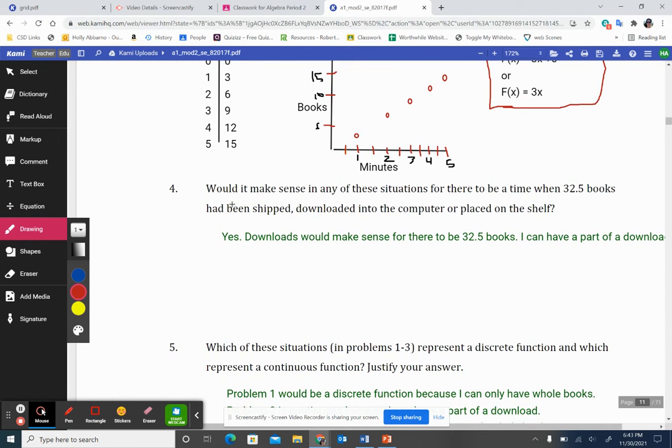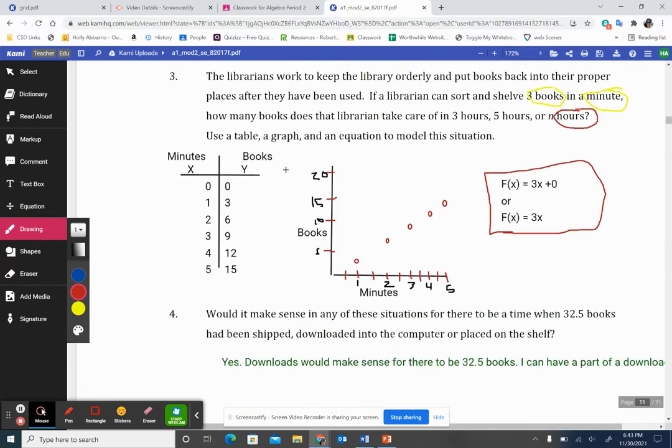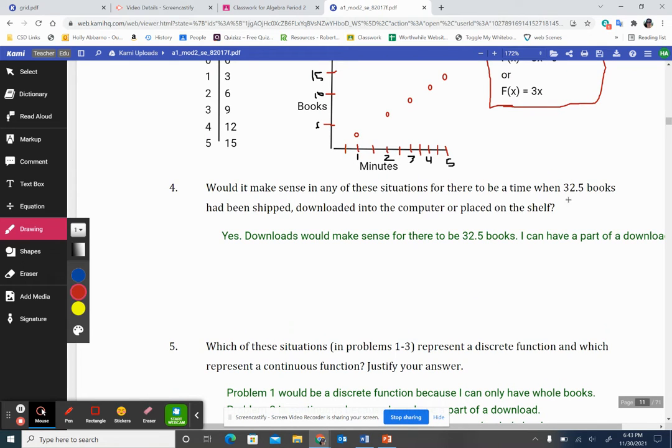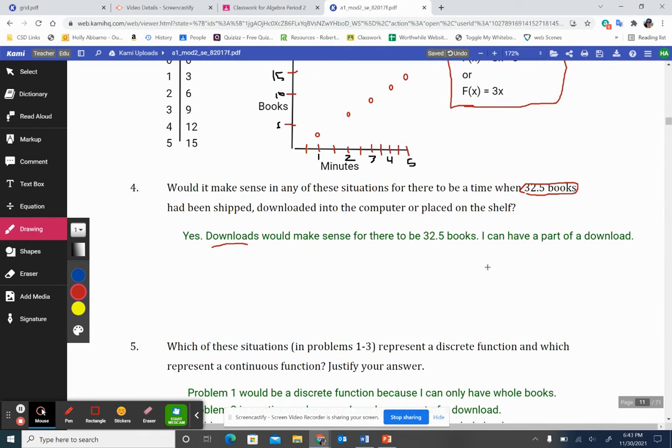All right. The next question asks, would it make sense in any of these situations for there to be a time when there's 32.5 books to have been shipped, downloaded into the computer, or placed on the shelf? So basically, they're thinking about problems 1 and 2 from yesterday and 3 from today. And they want to know, was there any time where it makes sense to have 32.5 books? And hopefully you said yes, you can have 32.5 books downloaded. I'm not going to really rip a book in half to ship it, or I'm not going to have half of a book that I'm going to put back on a shelf, but I can have half of a download. So half of a download would make sense.